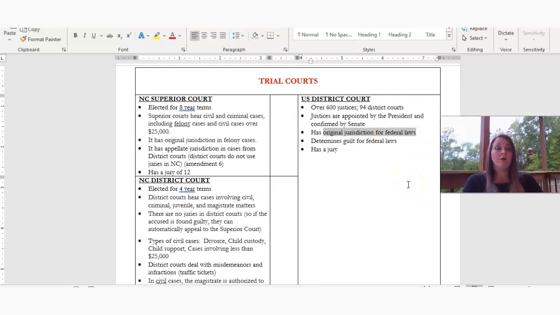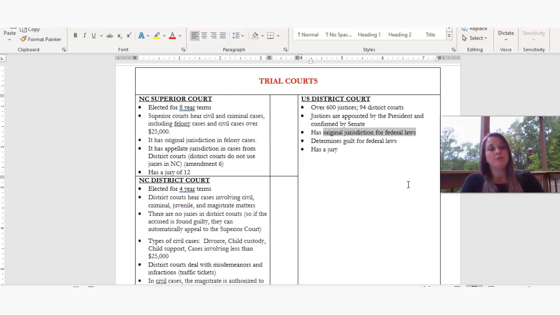So if you violate a federal law, you're going to find yourself in U.S. District Court. So let's say you're counterfeiting money. It's going to be U.S. District Court. They do determine guilt for federal law, so they have a jury. So this is where you're going to determine guilt, as opposed to the U.S. Appeals Court or the U.S. Supreme Court, where you're not determining guilt, you're just looking to see if your rights have been violated.